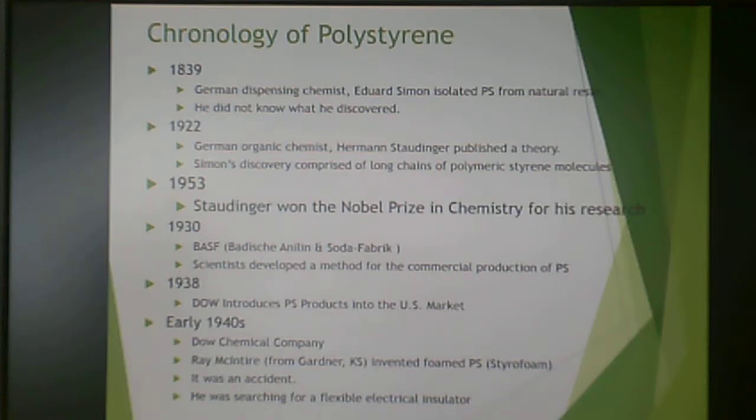In 1930, BASF developed a method for the commercialization of polystyrene. While it was developed in 1930 at BASF, the United States really didn't have access to that because BASF is a German company. Therefore, in 1938, we didn't have a really good relationship with Germany at the time, so Dow started to introduce polystyrene products onto the U.S. market. In the early 1940s, this was primarily driven by the Dow Chemical Company.